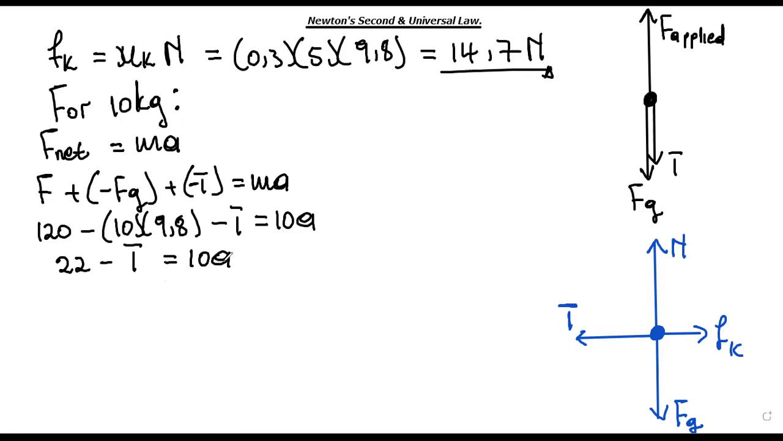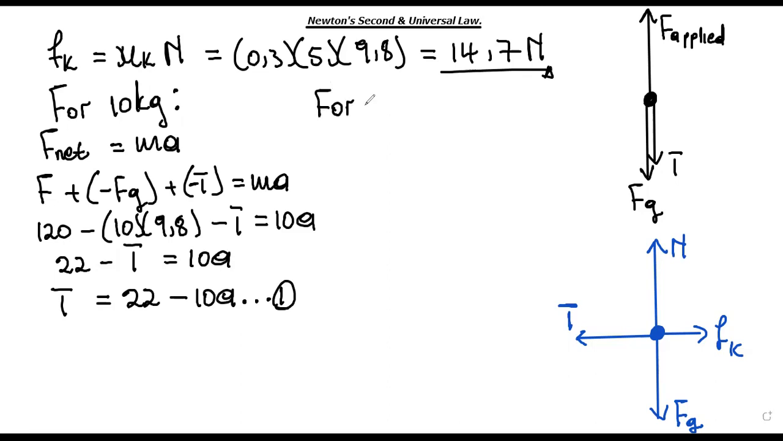Because we are going to solve simultaneously, we have to generate equation 1 from this. So let's make the tension the subject of the formula by taking it to the right and taking 10A to the left. When tension gets to the right, it becomes positive. The 22 is still on the left, it's positive, but the 10A becomes negative. This is our first equation.